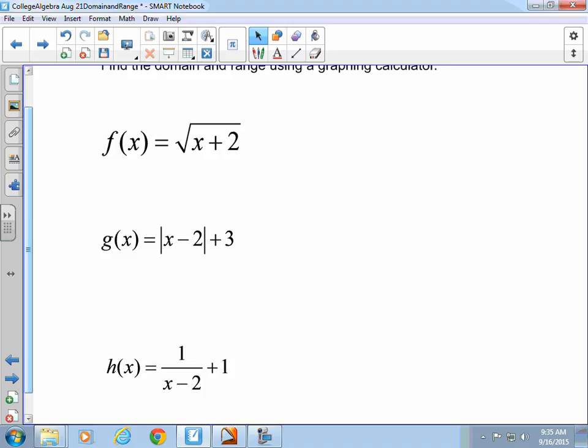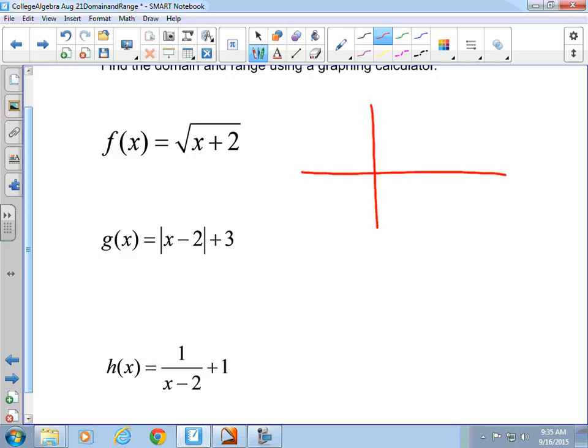Okay, so graph this top one in your calculator. Does everyone know where to get the square root button? Everyone know how to get the square root button? Math. So it looks like this. Everyone got it in your calculator? Okay, I'll wait. No problem.